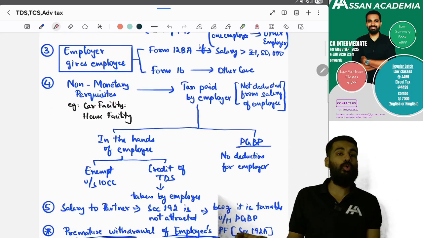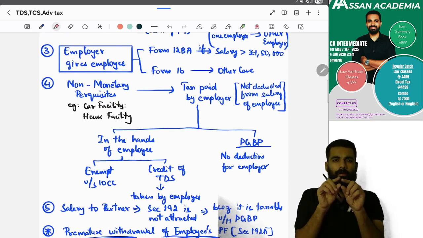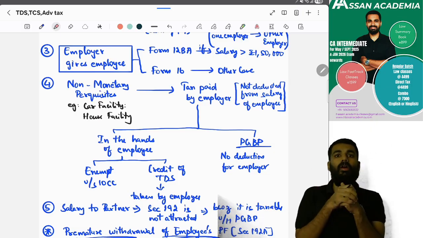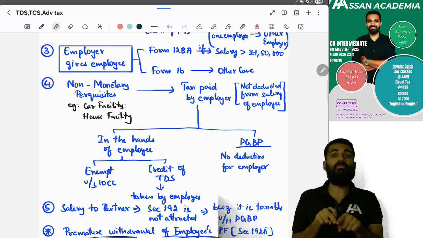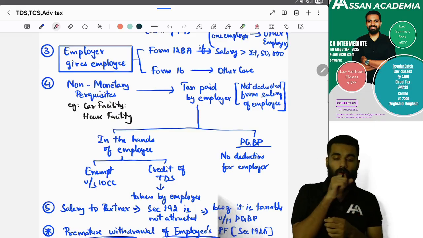Yes, and you will give Form 16 for the details. Employer, I told, right, one employer will give it to the other employer. There will be a Form 16. It will be given to the other employer also. It will be given to the employee also.